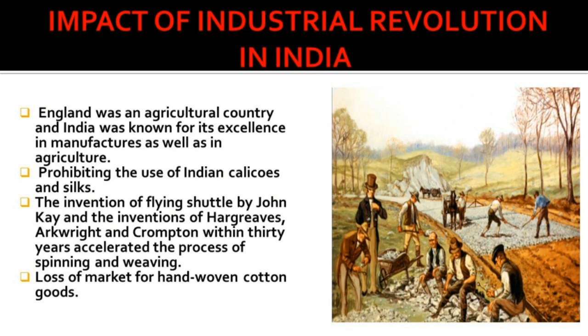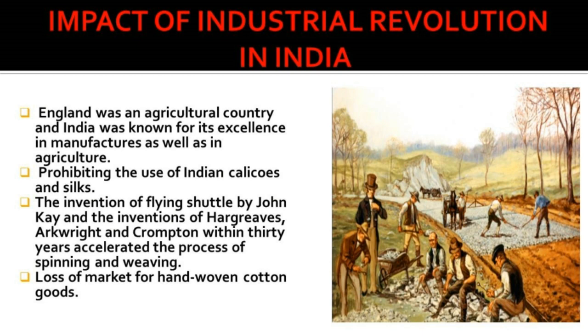Impact of Industrial Revolution in India. England was an agricultural country and India was known for its excellence in manufactures as well as in agriculture. In the first quarter of the 18th century, in the context of Indian cotton manufactures flooding into England, a law was enacted prohibiting the use of Indian calicoes and silks.